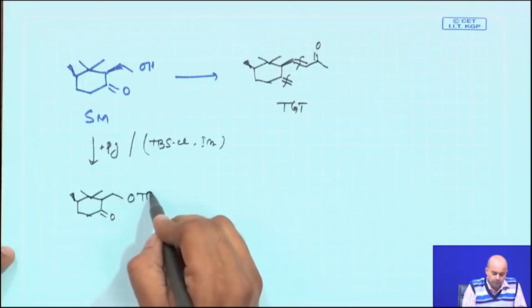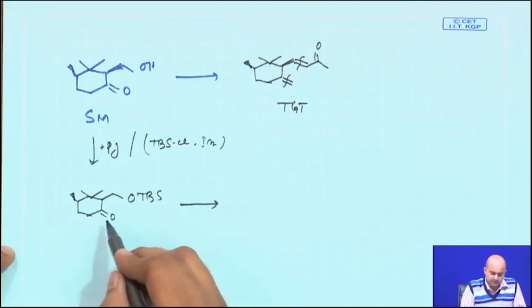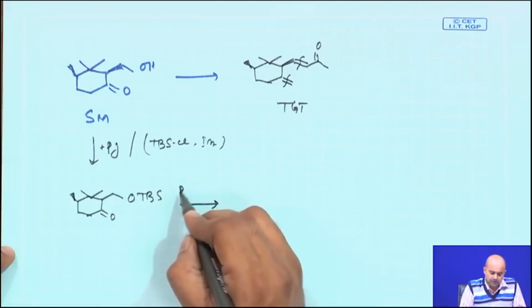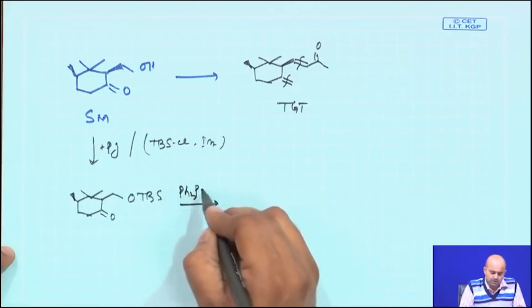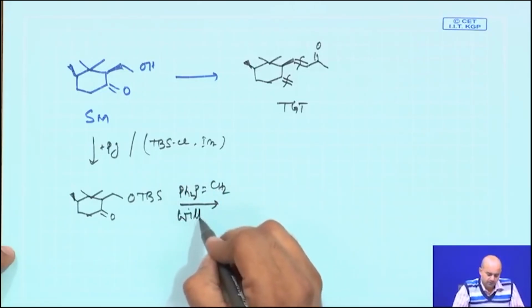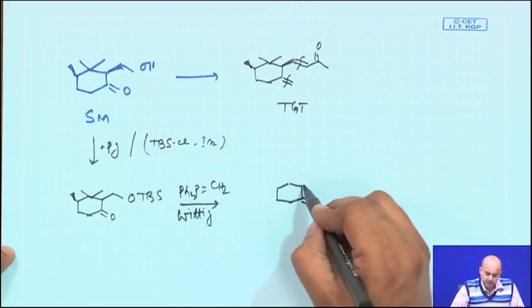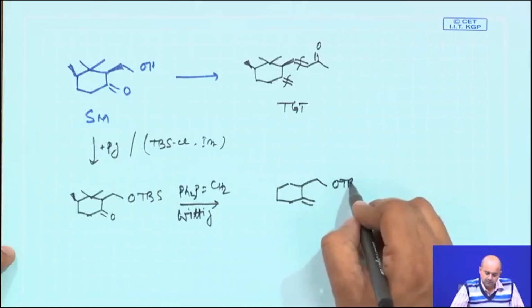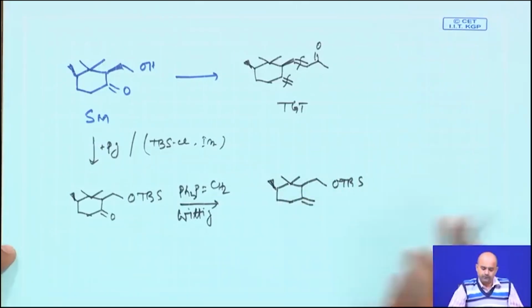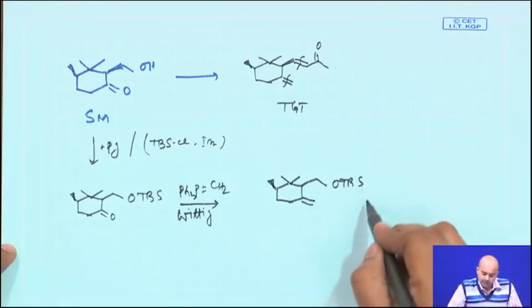So, that will basically give you the corresponding silyl ether. Now, this silyl ether, you are now having a ketone. You do the 1 carbon Wittig reaction, 1 carbon Wittig transformation, that will basically give you the exocyclic methylene group.